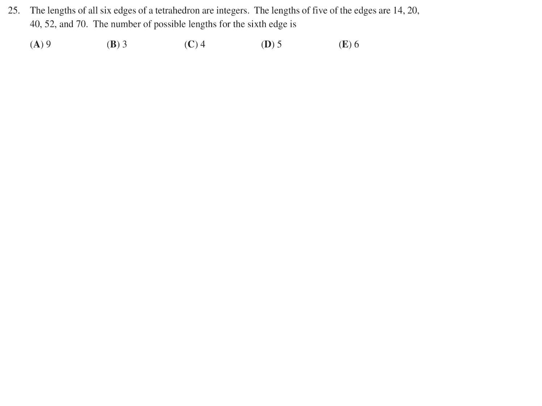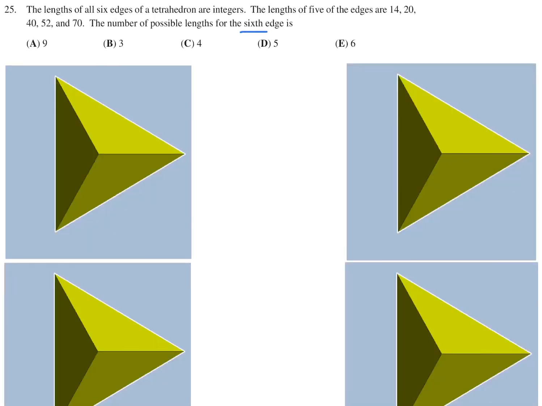The lengths of all 6 edges of a tetrahedron are integers. The lengths of 5 of the edges are 14, 20, 40, 52, and 70. The number of possible lengths for the 6th edge is. So here you have some tetrahedrons, and we're looking at it from the top, a bird's eye view. And we are told that our sides are 14, 20, 40, 52, and 70, and they want you to figure out the 6th edge, the length of that 6th edge.